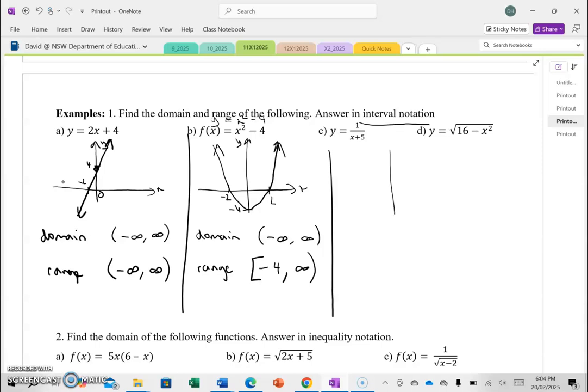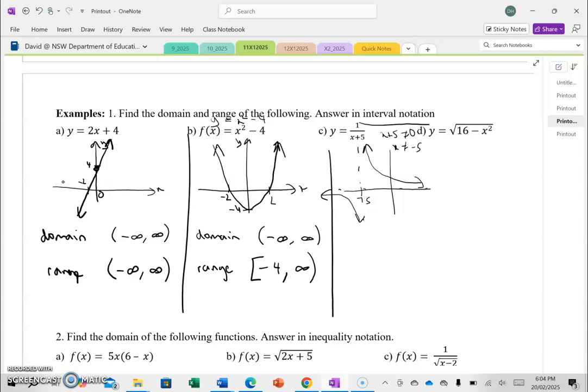If you know how to sketch this, this is a hyperbola, the basic hyperbola shifted 5 to the left. So it looks something like this. If you sketch it, you can quickly work out what the domain and the range are. From that you can see that x can be anything except -5, where the denominator equals 0. The denominator can't equal 0, so therefore x cannot equal -5.